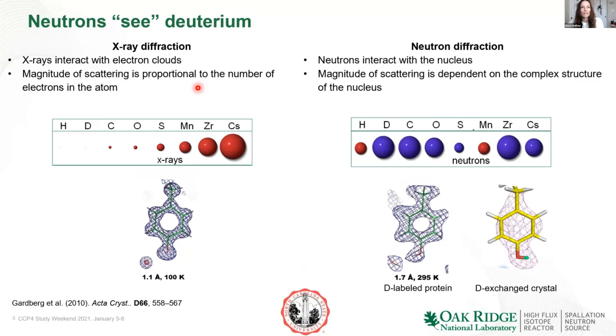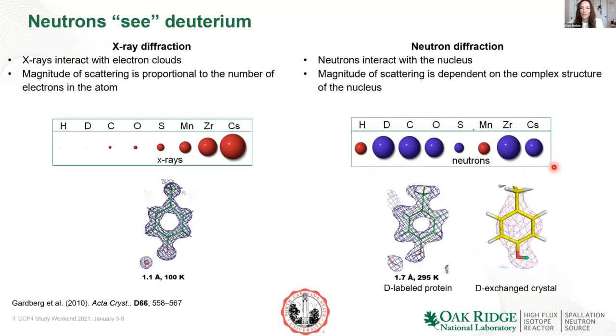As Ketoro indicated, X-rays interact with electron clouds, and the magnitude of the scattering is proportional to the number of electrons in the atom. So hydrogen and deuterium, with only one electron, are hardly visible in X-ray maps. However, neutrons interact with the nucleus, and the magnitude of the scattering depends on the complex structure of the nucleus, and there is no correlation between the size of a nucleus and its interaction with neutrons.